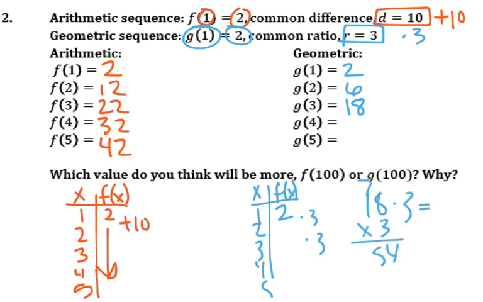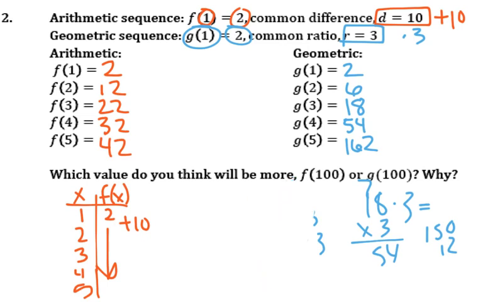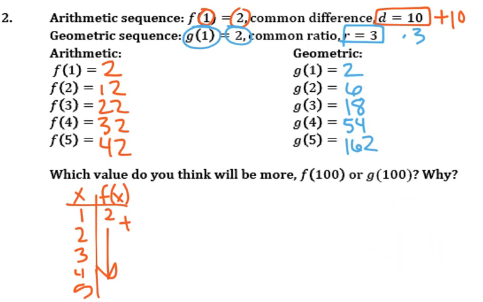54. 54 times 3 is 162. Okay. So then it asks you this question, which value do you think will be more, f of 100 or g of 100? Okay, why?